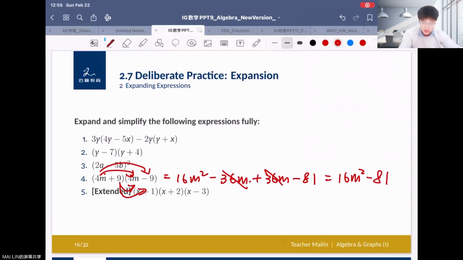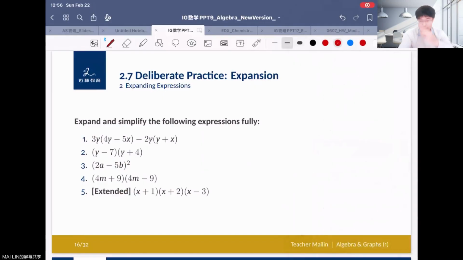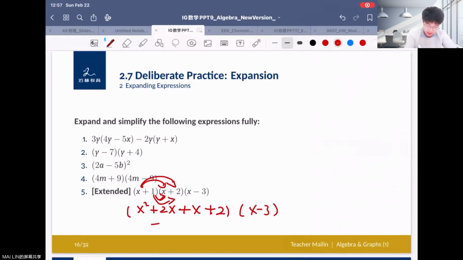And for the last question, x plus 1 times x plus 2 times x minus 3, first we can just expand x plus 1 times x plus 2. So x times x is x squared, x times 2 is plus 2x, and positive 1 times x is plus x, and positive 1 times positive 2 is plus 2. Then times x minus 3. Here is x squared plus 3x plus 2.